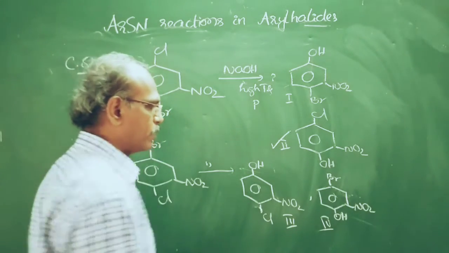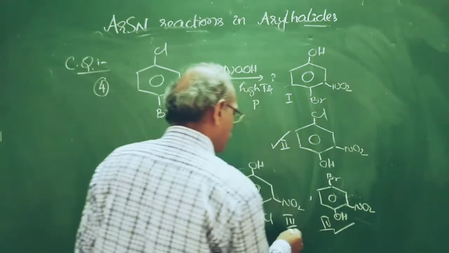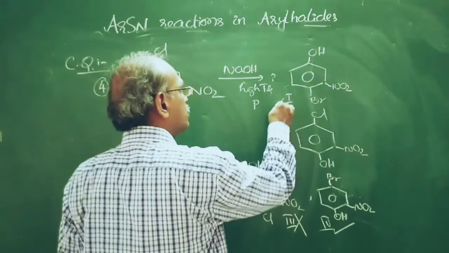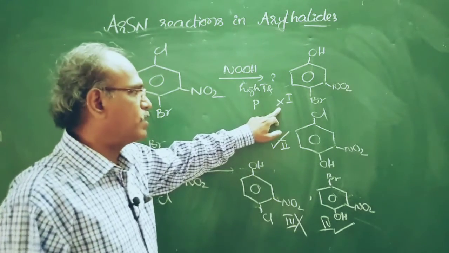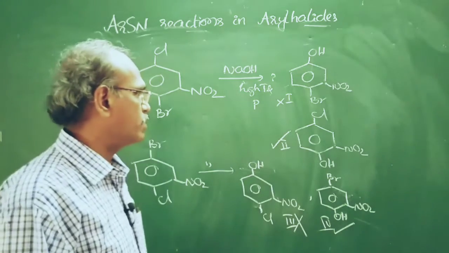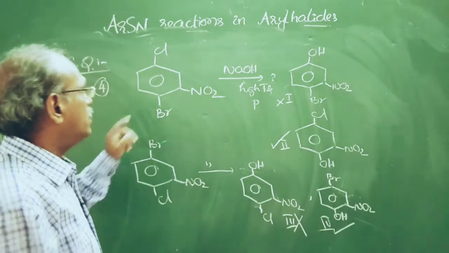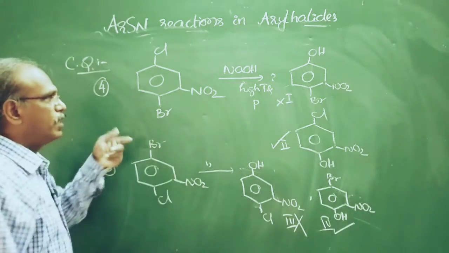Again, what is the product? This one is not possible. Here, this is not possible. Of course, not possible means minor product. I am talking about the major product. Why? So what I told you, look at the reaction mechanism.